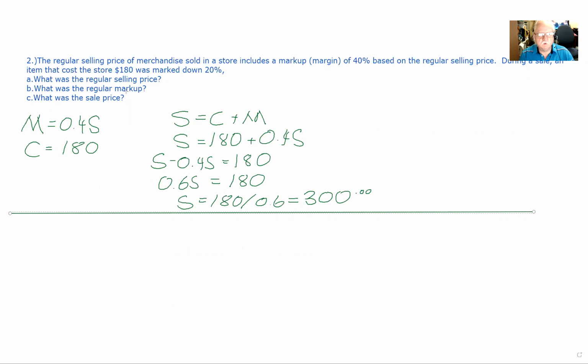Let's take a look at part B. What is the regular markup? So we know that M is equal to 0.4S, but now we know S. So this is equal to 0.4 times 300. So with the help of a calculator, we find that's 120.